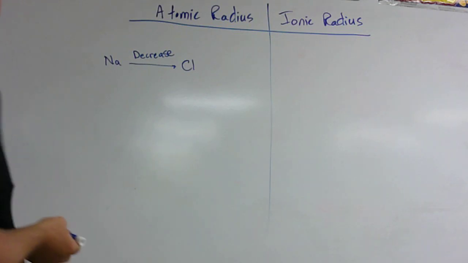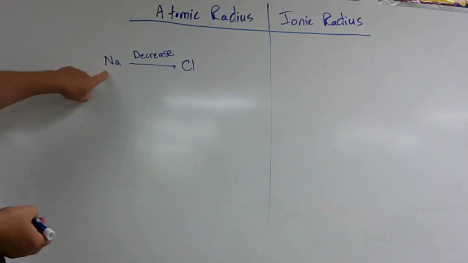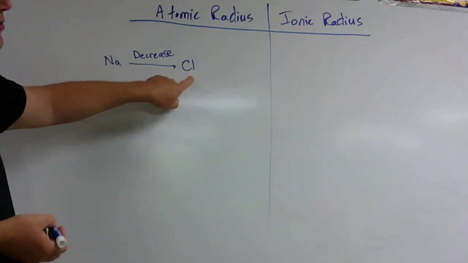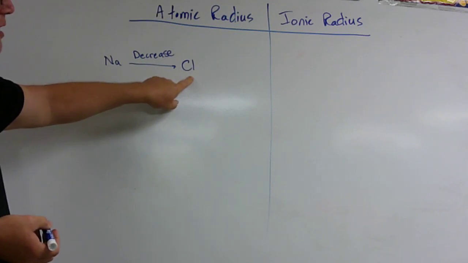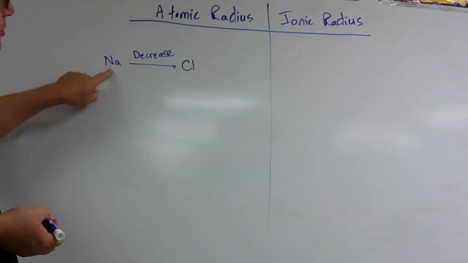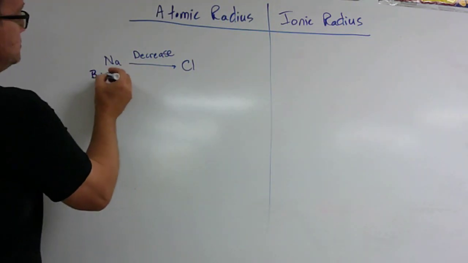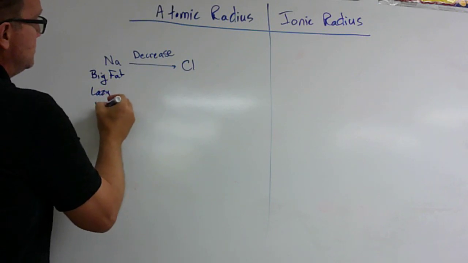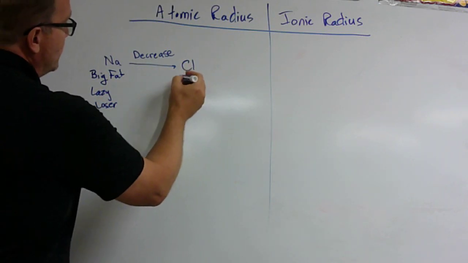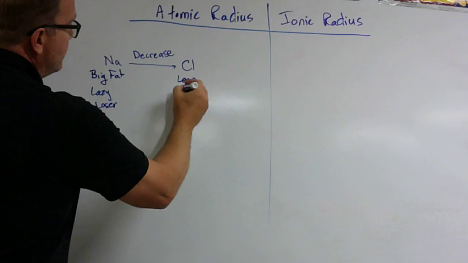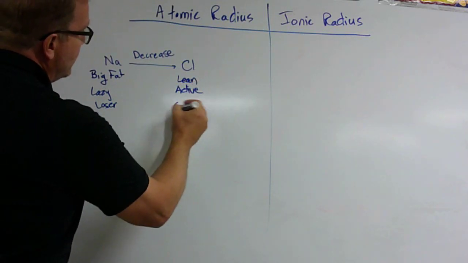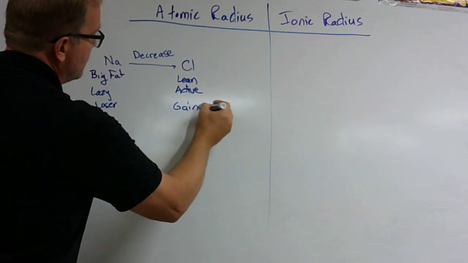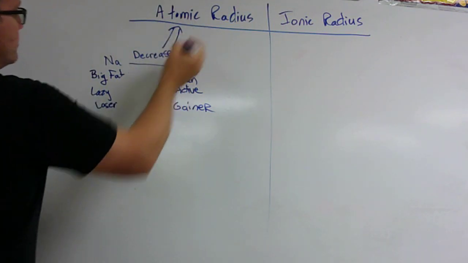Why is it a decrease? Because this one is a metal, it has less energy, so it's bigger. This one has more energy because it's a gainer. So, big fat lazy loser. And then this one is a lean, active gainer. And that is for atomic radius.